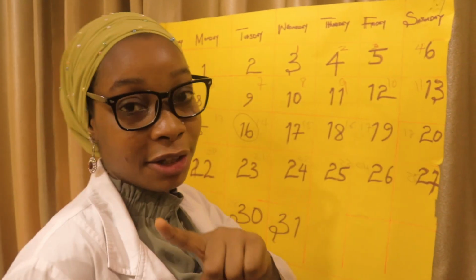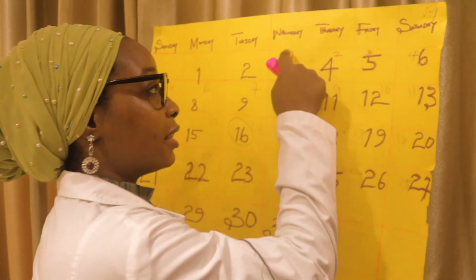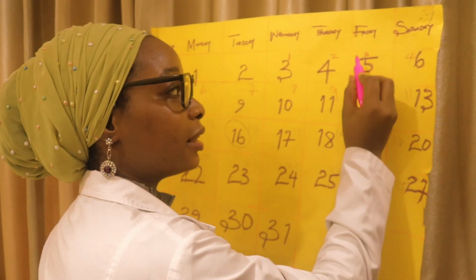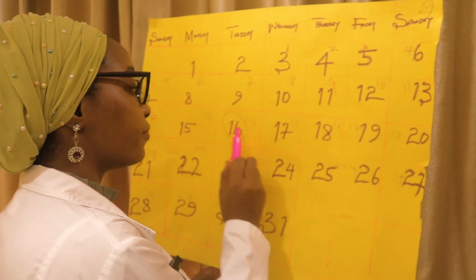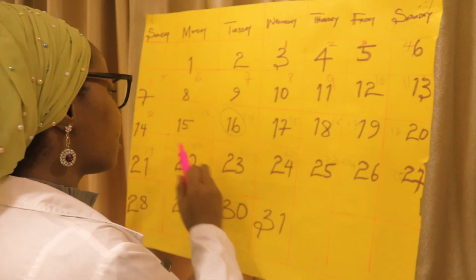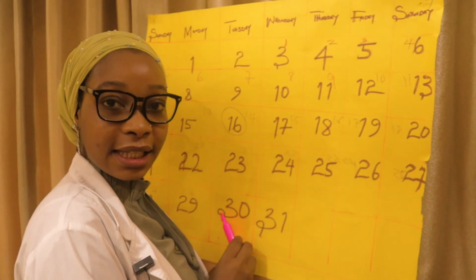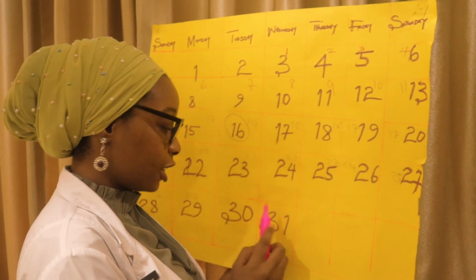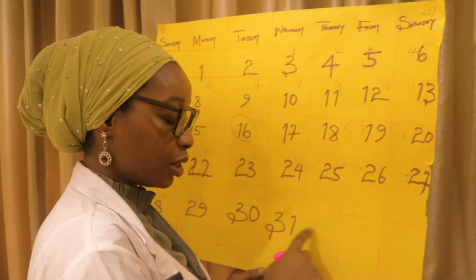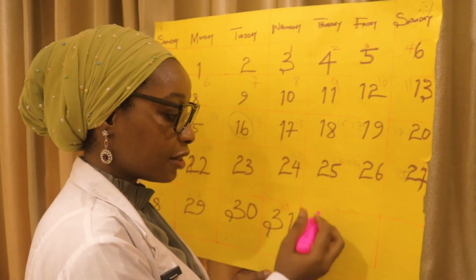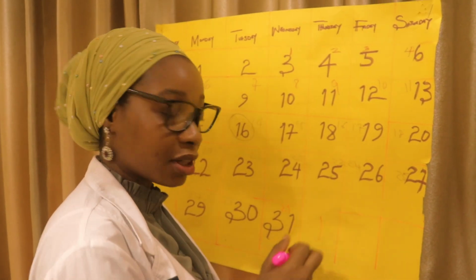So let's say you started your menstruation on the 3rd of this month. That makes it day 1, day 2, day 3, and so on, up to day 28. If your cycle length is 29, it goes to 29, and so on. If you have a 30-day cycle length, it means the 1st of the next month is day 30 of your cycle length.